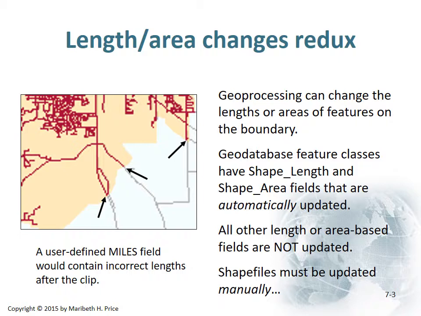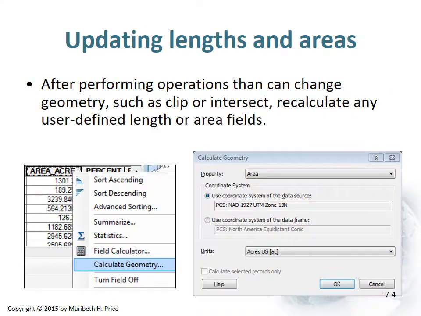If you're doing work in vector data models using individual shapefiles, those have to be updated manually. And so how do you do that? How do you manually update a shapefile after you've done something to it? Whenever you do some sort of a process that's going to alter its geometry, you need to manually get into the table, right-click on the column for area, the column for length, and then calculate geometry, and it will update that information in that data set.